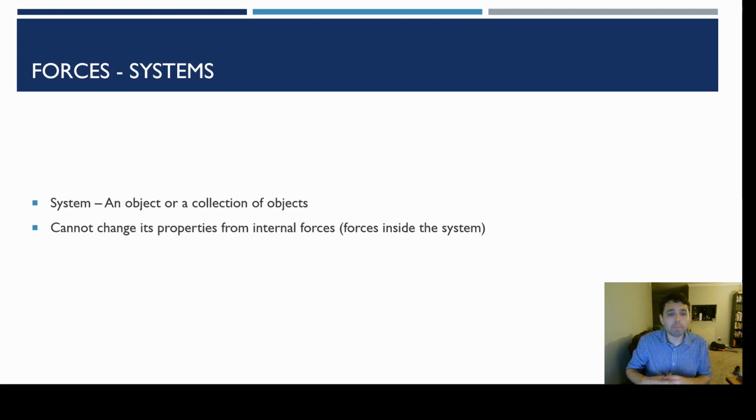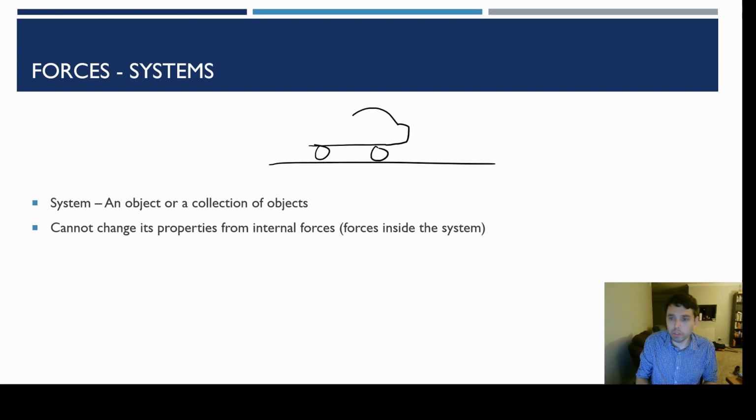In addition to that, a system cannot have its properties changed by internal forces from inside the system. Let me give you an example. You have a car going down the road. Here's my car, and I have great artistic ability, so there's my car. The car is going this way with some velocity. We'll call it VC for velocity of the car.